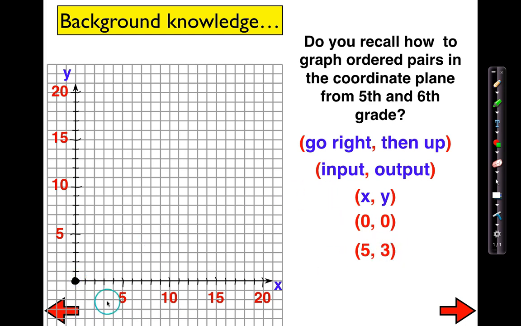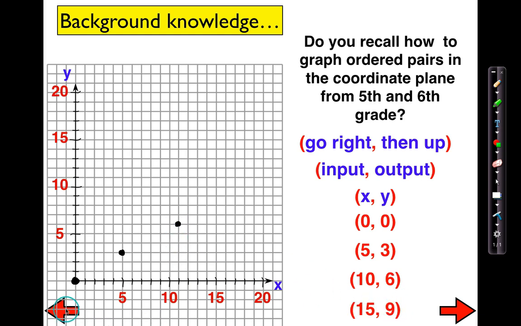Second number is 5 comma 3, so I'm going to go to the right 5, 1, 2, 3, 4, 5, and then up 3, 1, 2, 3. Next number is 10 comma 6, so we're going to go over 10, 1, 2, 3, 4, 5, 6, 7, 8, 9, 10, and then up 6, 1, 2, 3, 4, 5, 6.